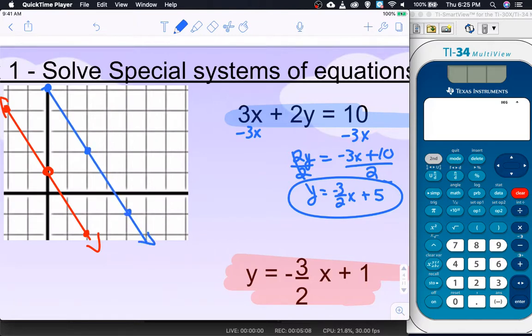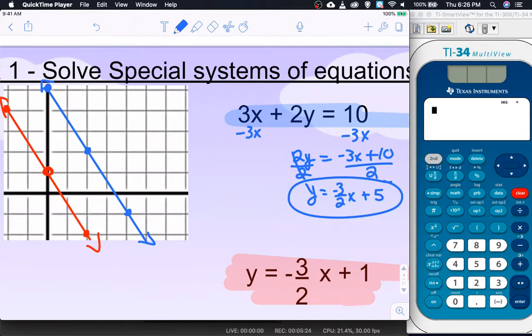And so now we would ask ourselves, well, where do these two lines crisscross? Where do they intersect? They don't. They don't intersect. They don't crisscross. They are never going to be in the same place at the same time because these two lines are parallel.